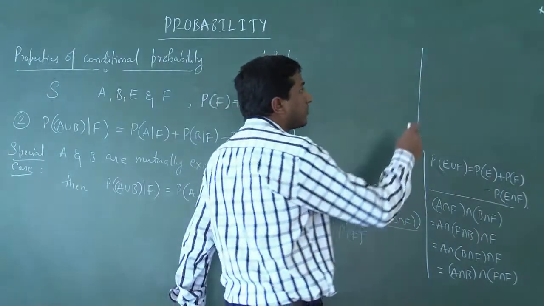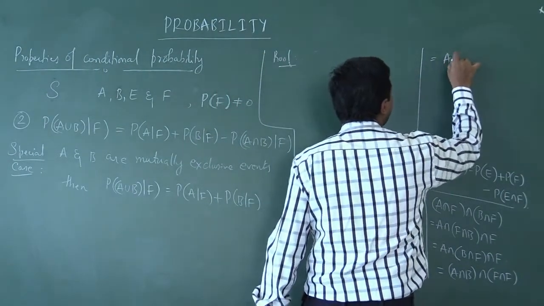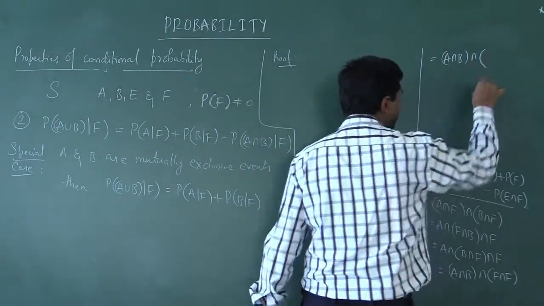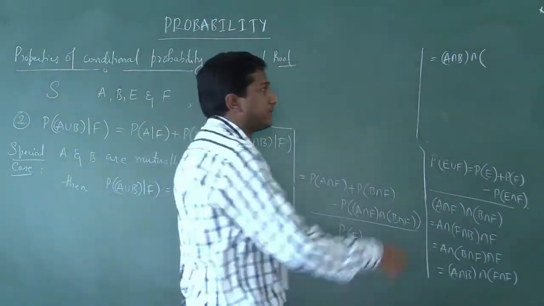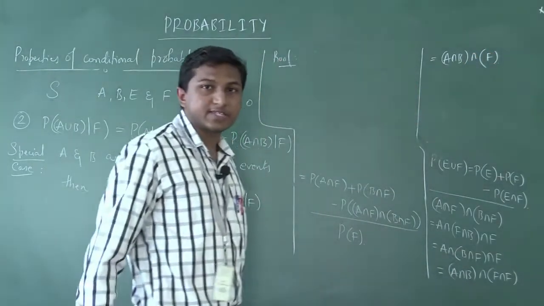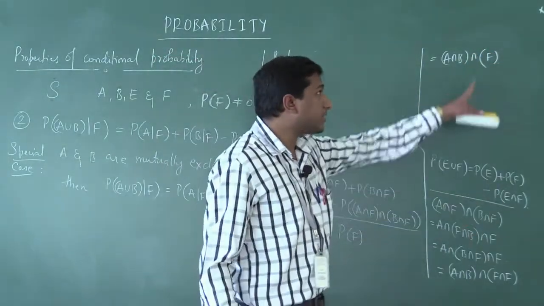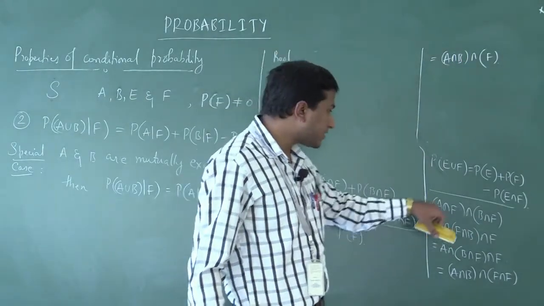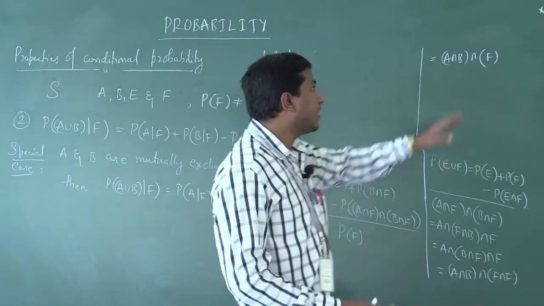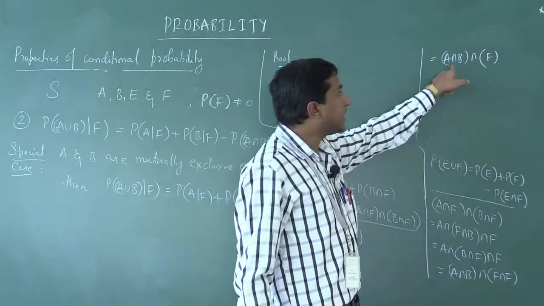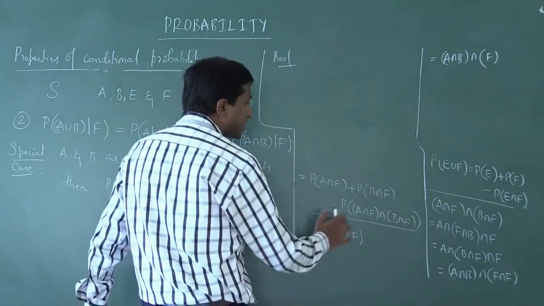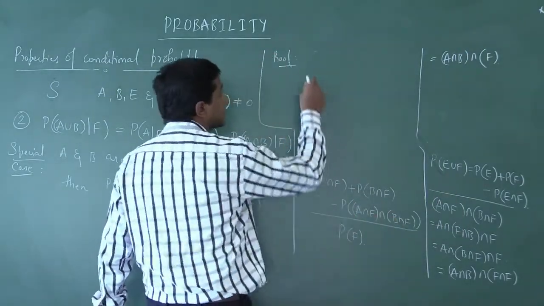Okay, now how can I write that as A intersection B intersection F? F intersection F is nothing but set F. So what is A intersection F intersection B intersection F? I can write it as A intersection B intersection F. So what happens to this last term?